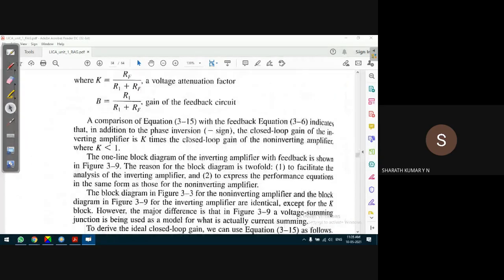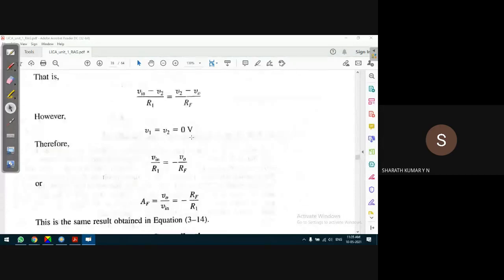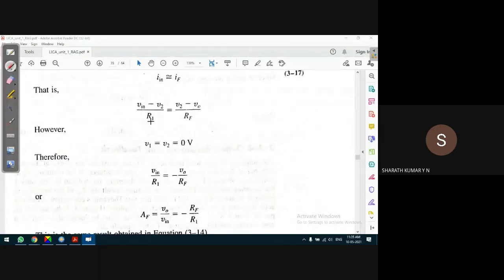Okay, so from that condition, we can derive the expression for the ideal closed loop conditions. Substituting for In, at the input terminals there is Vin minus V2, and R1 is the input resistance. At the output terminal, it is V2 minus V0 divided by Rf.